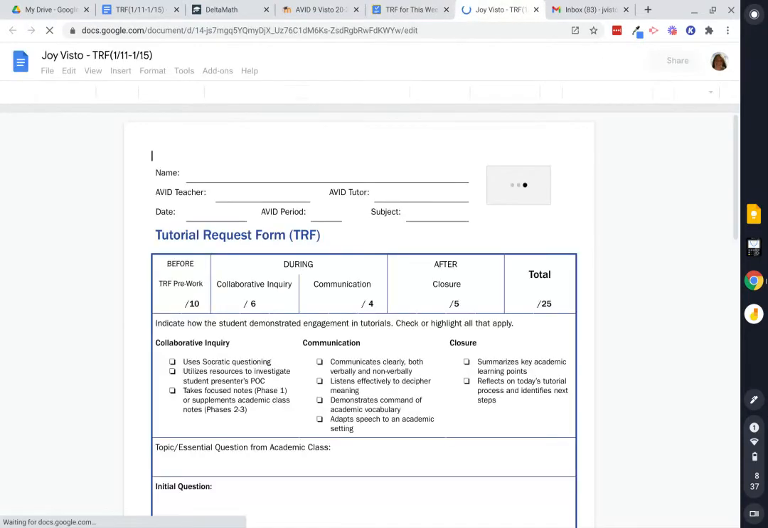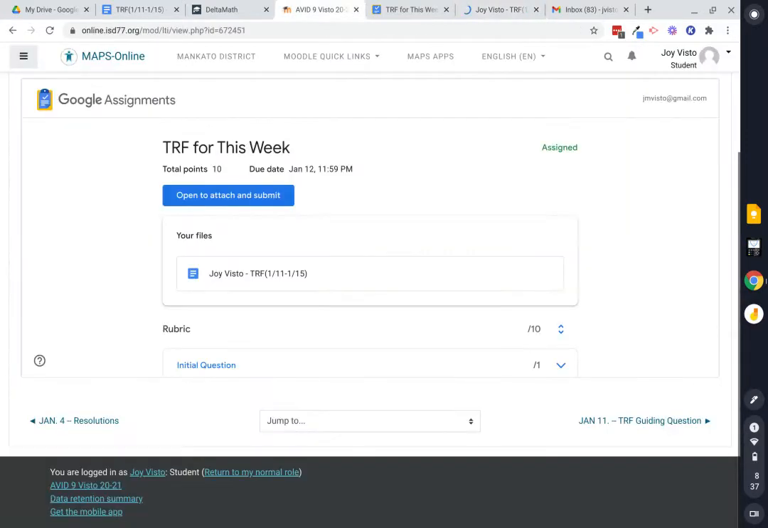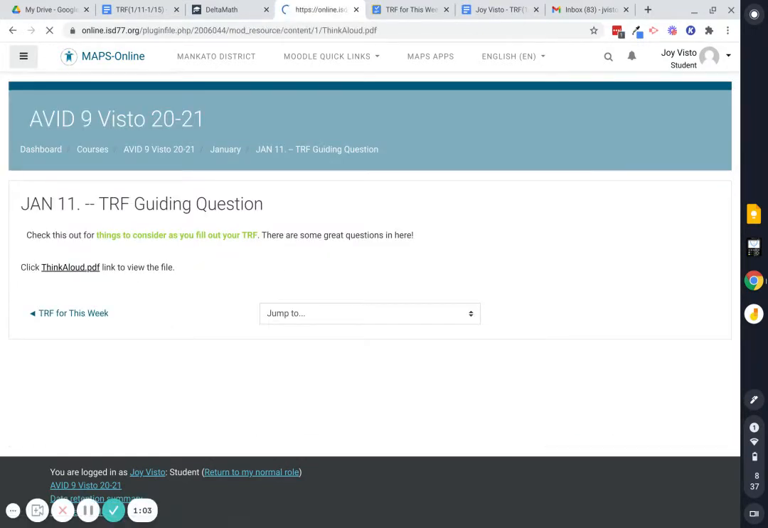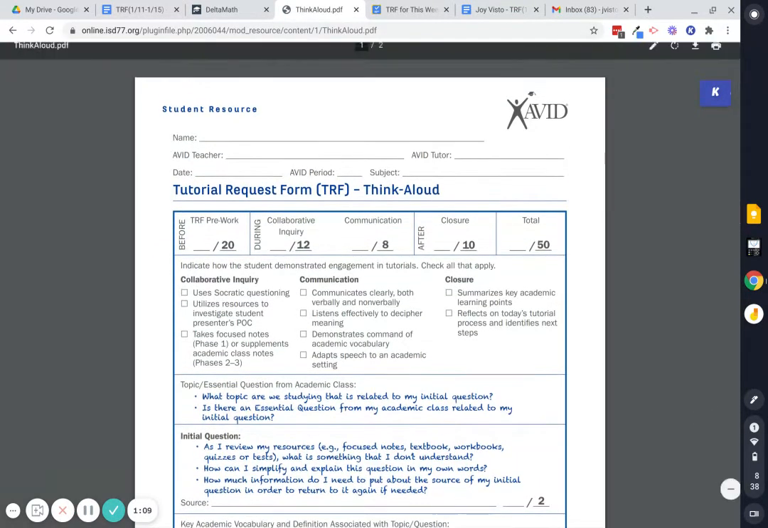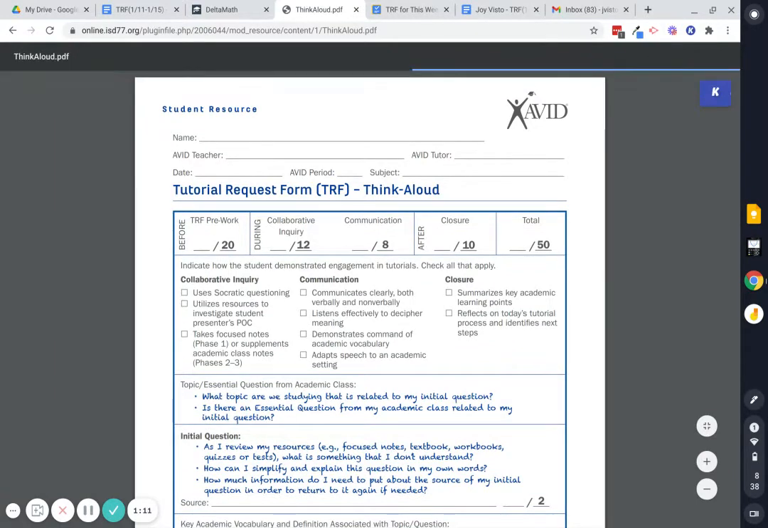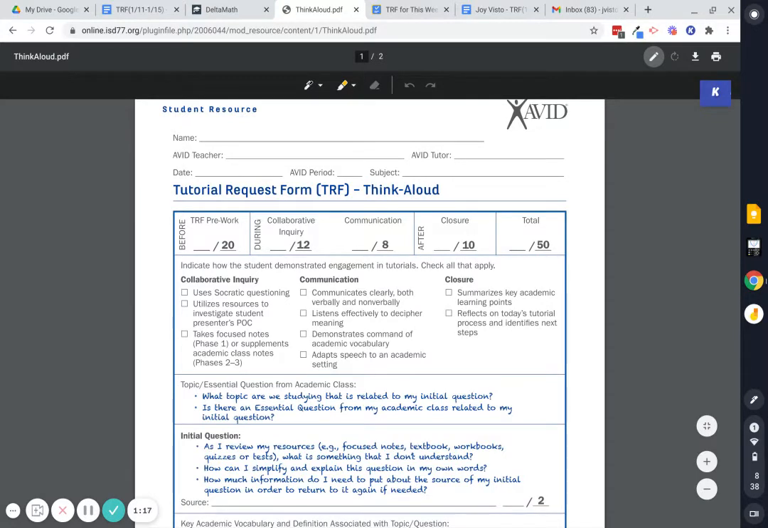But here we go. So it says name, Ava teacher, Ava tutor. And we've talked through this multiple times, right? We've talked through all the pieces, and it's just another refresh because it's been a couple weeks. The other thing posted this week, it says January 11th, TRF guiding questions. I'm going to click there and take a look at that. So there was a PDF posted, right? And you'll notice this PDF is a little bit different because it is out of 50 and I only score yours out of 25. So don't stress too much about the differences.